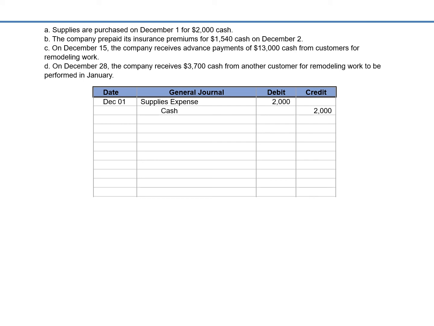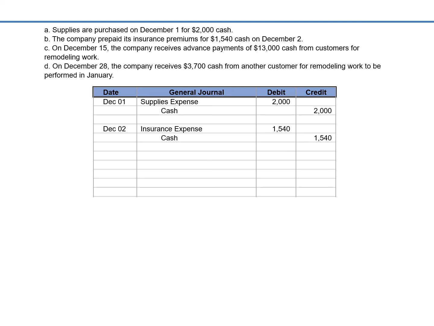Then in letter B, the company prepaid its insurance premiums for $1,540 cash on December 2nd. But they told you that rather than booking those to a prepaid account, they expensed them. So our journal entry for the December 2nd transaction is going to be insurance expense for $1,540 and cash for $1,540.